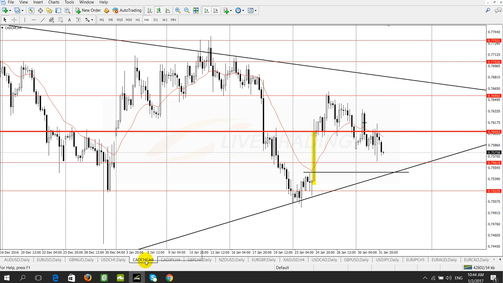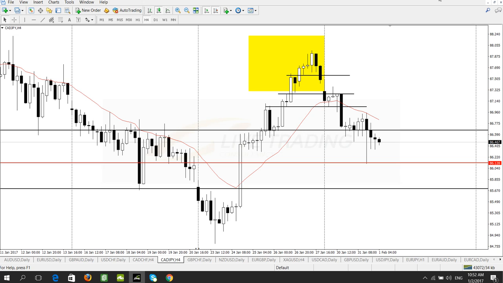And for CAD/Swiss franc, it's a very clear skinny leg here. It's covering now. Still, this is the skinny leg, and the market created a skinny leg. It's actually filling the gap now. So the take profit hasn't triggered yet.